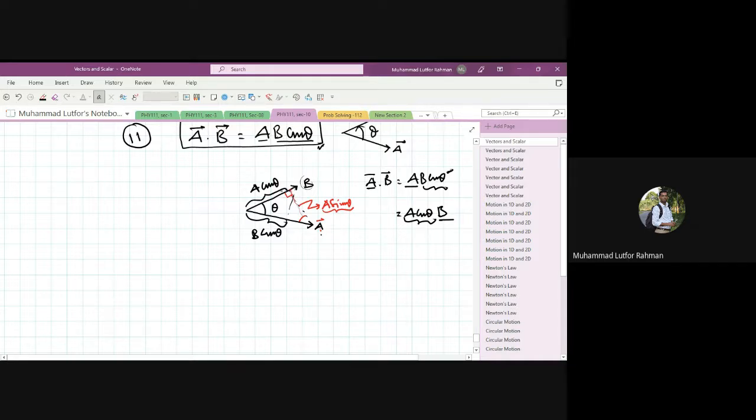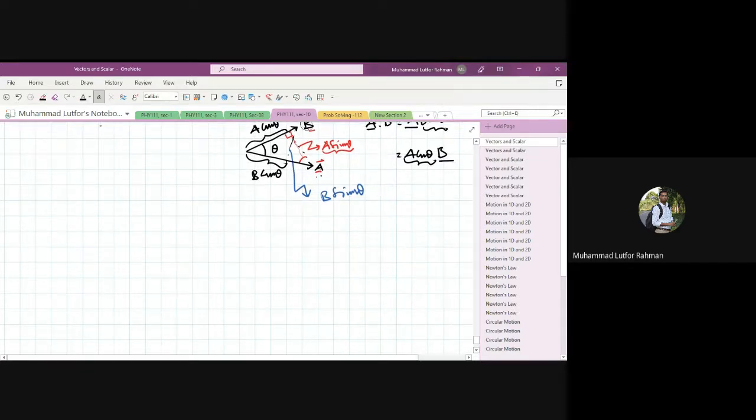A cosine theta is the component of vector a in the direction of vector b, but a sine theta is the component of vector a in the perpendicular direction of vector b. That's how you can interpret this component over here. By the same analogy, this component would be b sine theta, which is the component of vector b in the perpendicular direction of vector a.